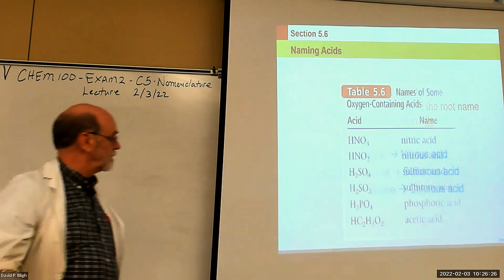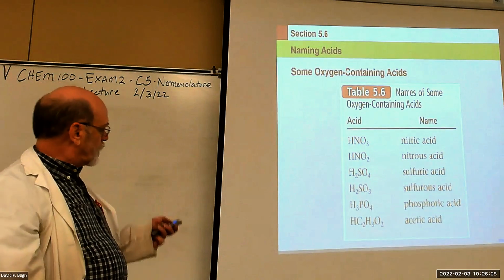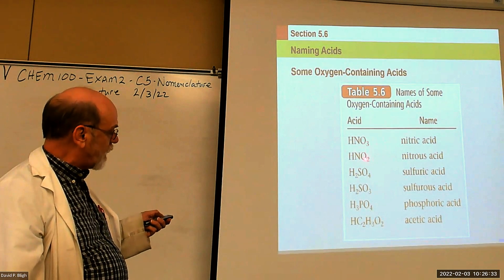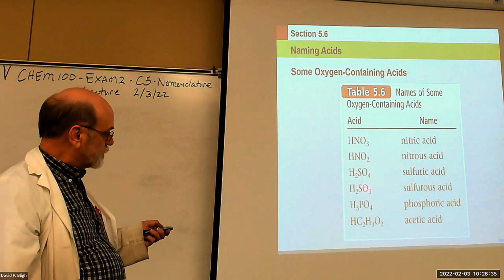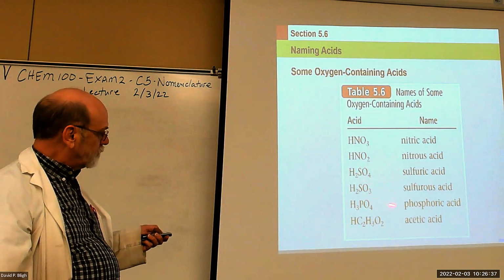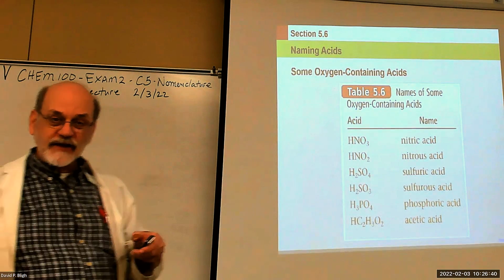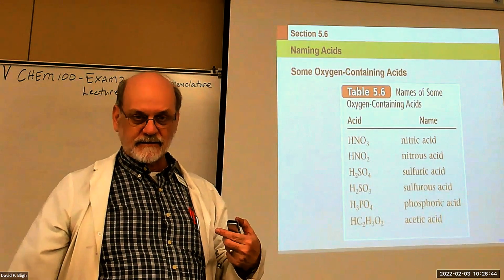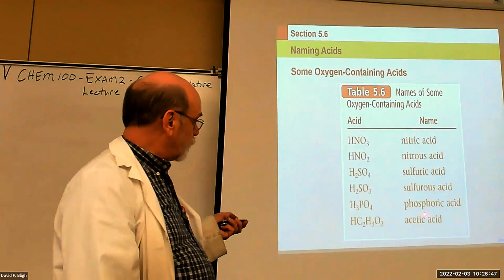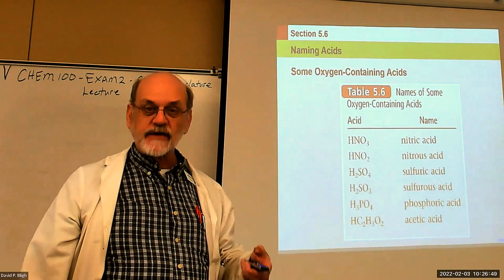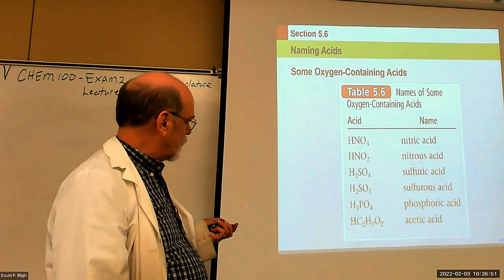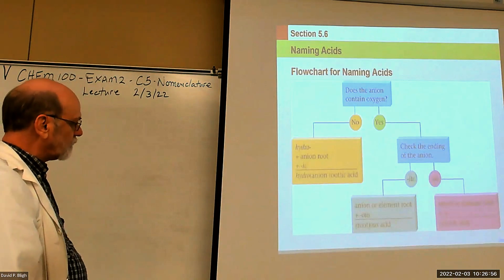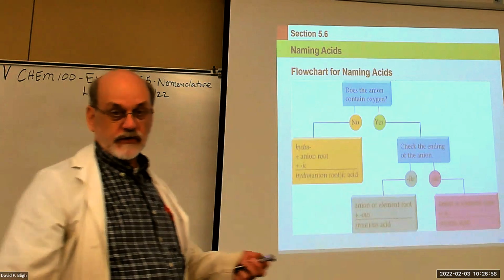All right. So here are comparisons. Nitric versus nitrous. Notice the difference in the oxygens. Sulfuric versus sulfurous. Phosphoric. You can also have H3PO3, which is phosphite. The phosphite would be phosphorous acid. And there's your acetic acid. And there's your decision tree if you want to use that.